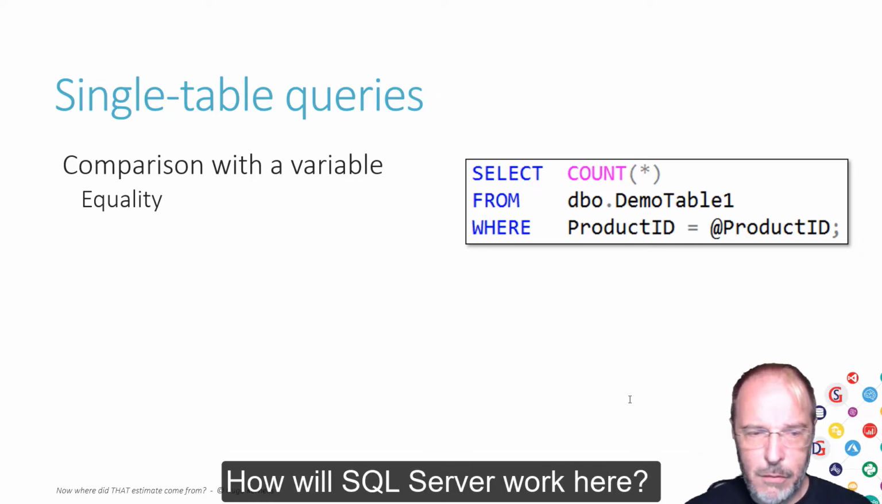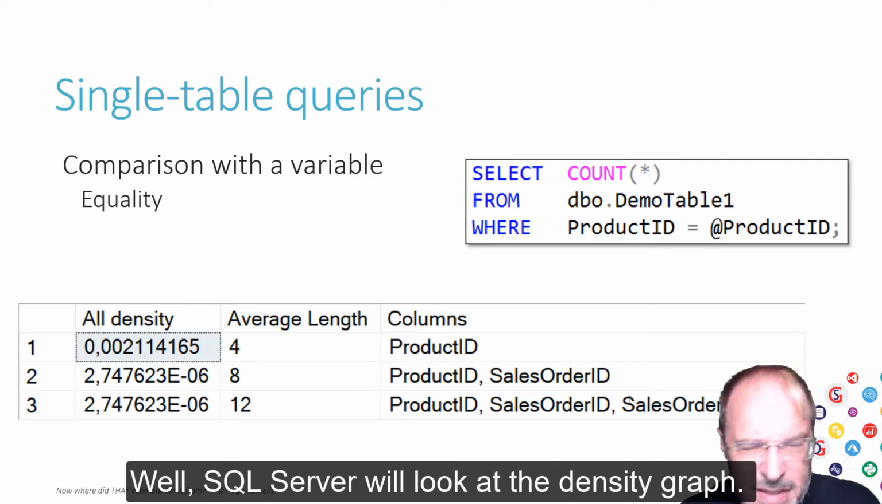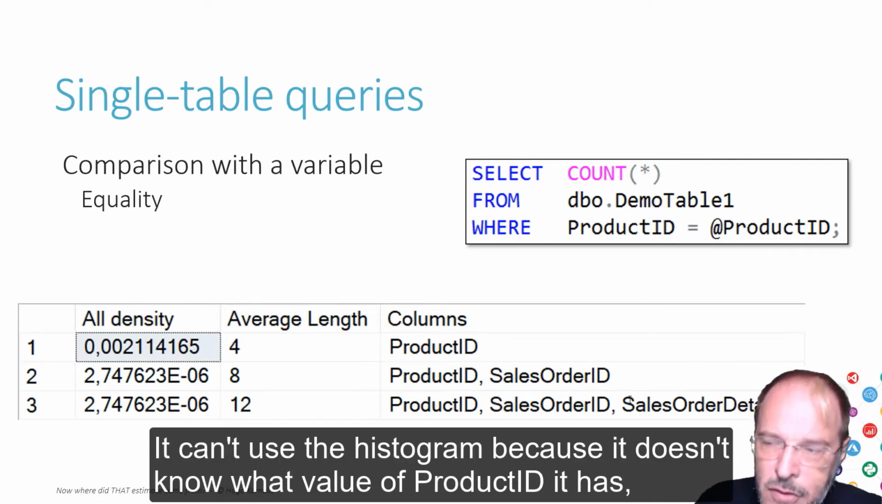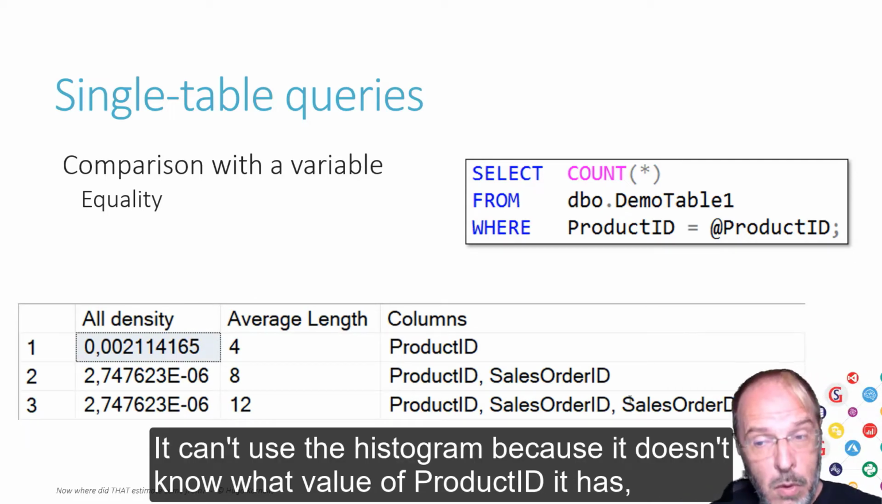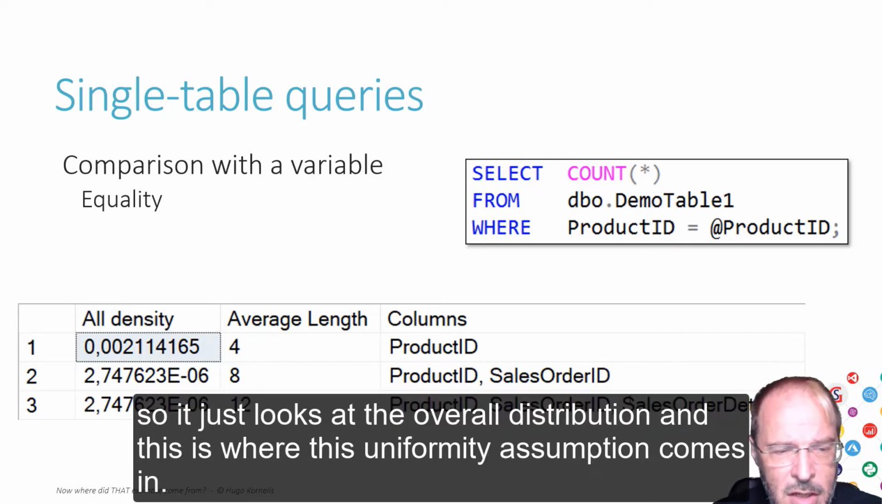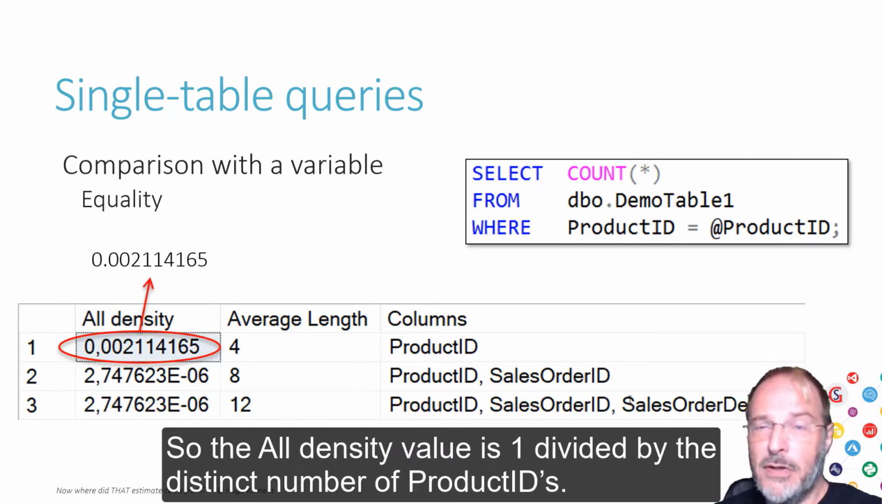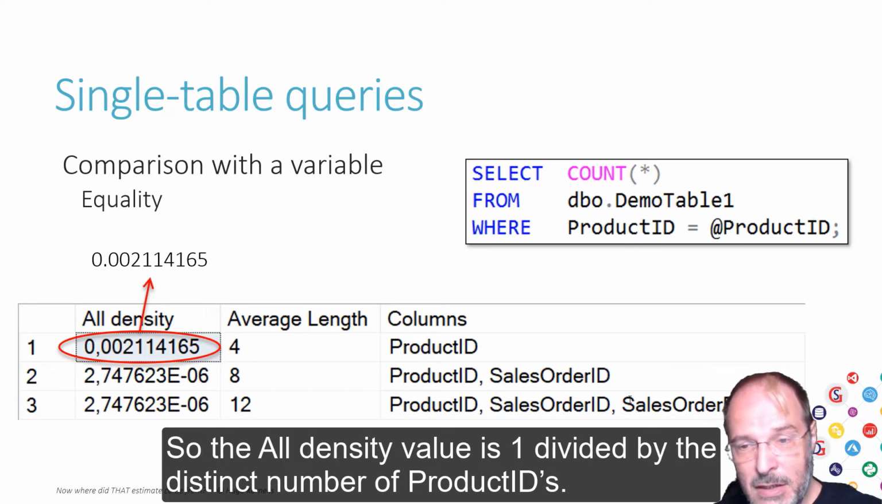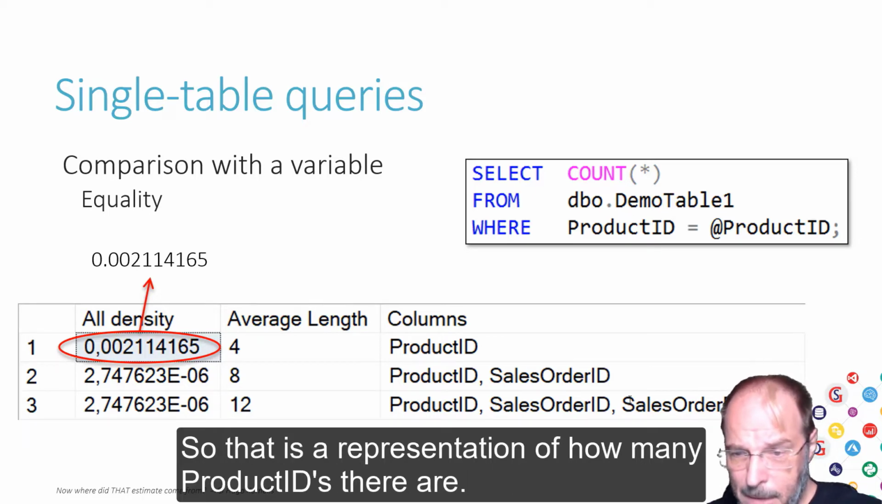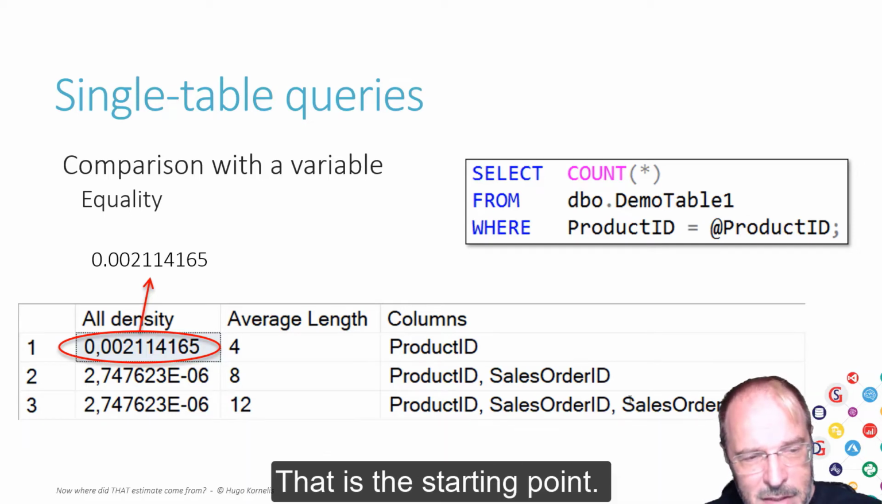How will SQL Server work here? Well, SQL Server will look at the density graph. It can't use the histogram because it doesn't know what value of product ID it has. So it just looks at the overall distribution. And this is where the uniformity assumption comes in. The all density value is one divided by the distinct number of product IDs, so that is a representation of how many product IDs there are. That is the starting point.